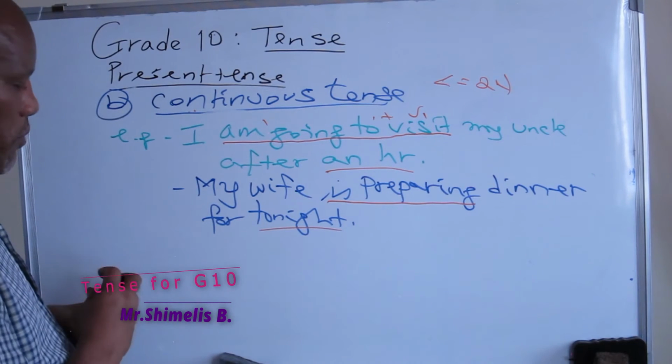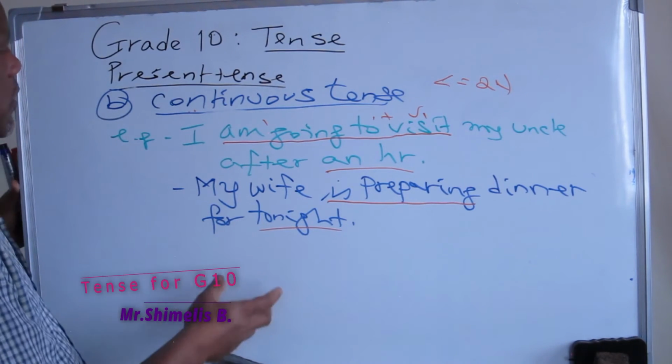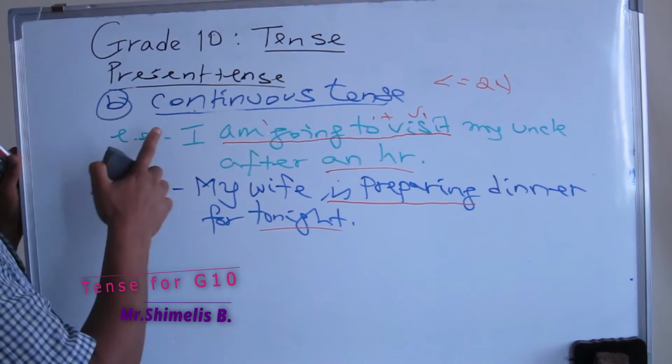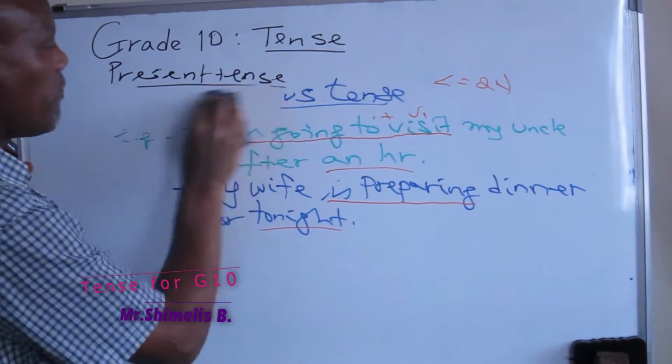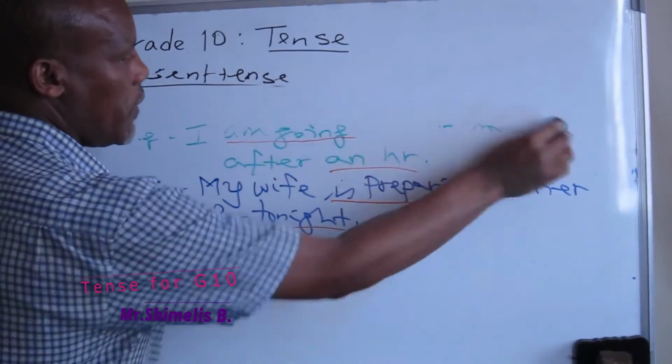Now let's see the third present tense type, which is present perfect.